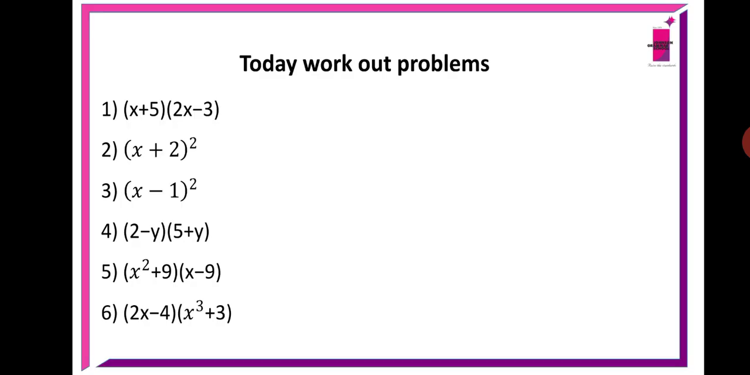So similarly you can go through these problems to practice how to do the multiplication. x plus 5 into 2x minus 3, x plus 2 into x plus 2, x minus 1 into x minus 1, 2 minus y into 5 plus y, x squared plus 9 into x minus 9, 2x minus 4 into x cube plus 3. This is how you can multiply binomial with binomial.